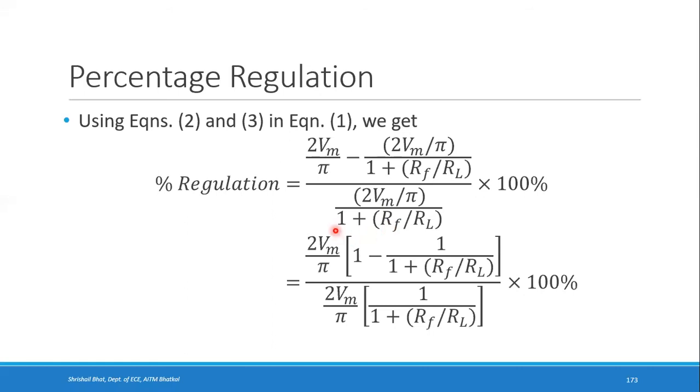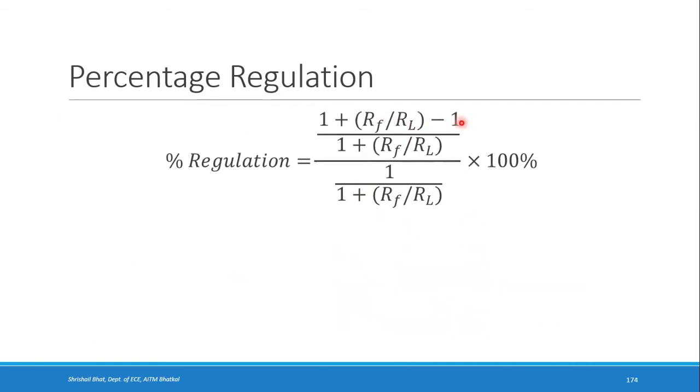Then 2 Vm by pi, if I keep separate, I can write this as 1 divided by 1 plus Rf by Rl. So here, if I take the common denominator as 1 plus Rf by Rl, this factor is multiplied by 1 plus Rf by Rl, then there is minus 1. So it is 1 plus Rf by Rl minus 1, right? Divided by the common denominator 1 plus Rf by Rl. And this 2 Vm by pi, 2 Vm by pi, they are common. I can cancel them, right? So what remains in the numerator is 1 plus Rf by Rl minus 1, divided by 1 plus Rf by Rl. Then in the denominator, you have 1 divided by 1 plus Rf by Rl.